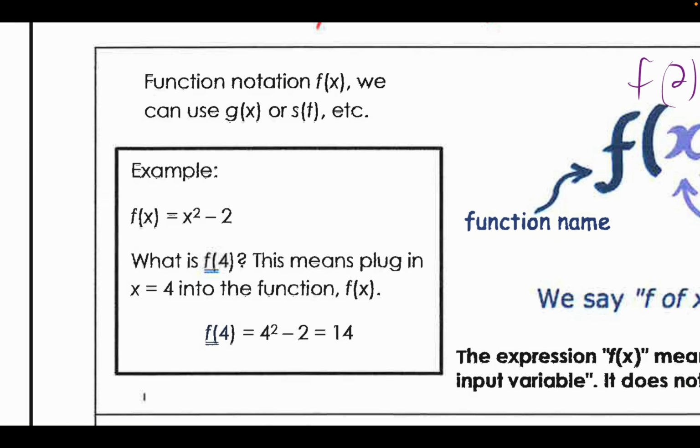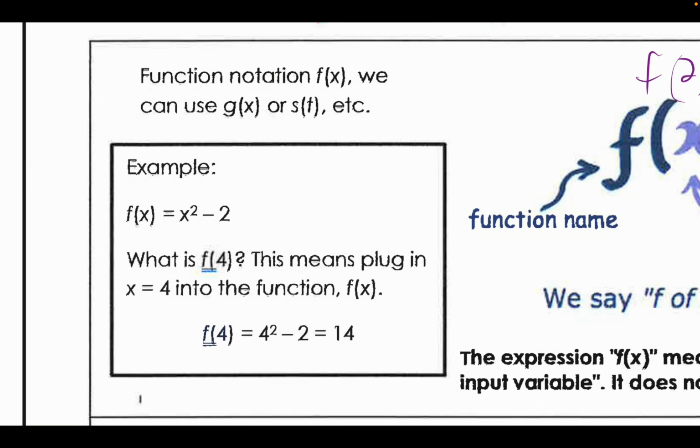Another example would be if you had f of x equals x squared minus 2, and you're finding f of 4. You plug in 4 to the function, which I would put in parentheses, and get 4 squared, which is 16. 16 minus 2 is 14. So we would say that f of 4 equals 14.